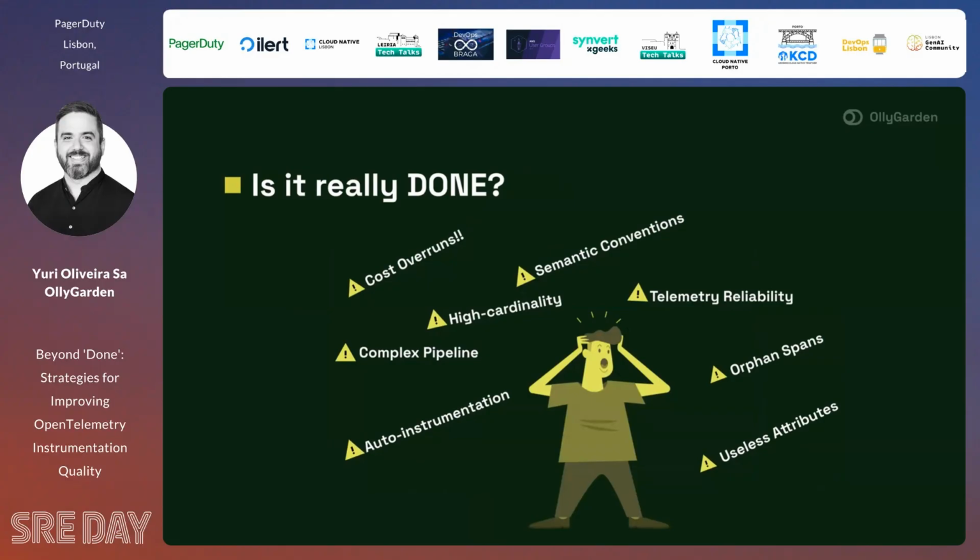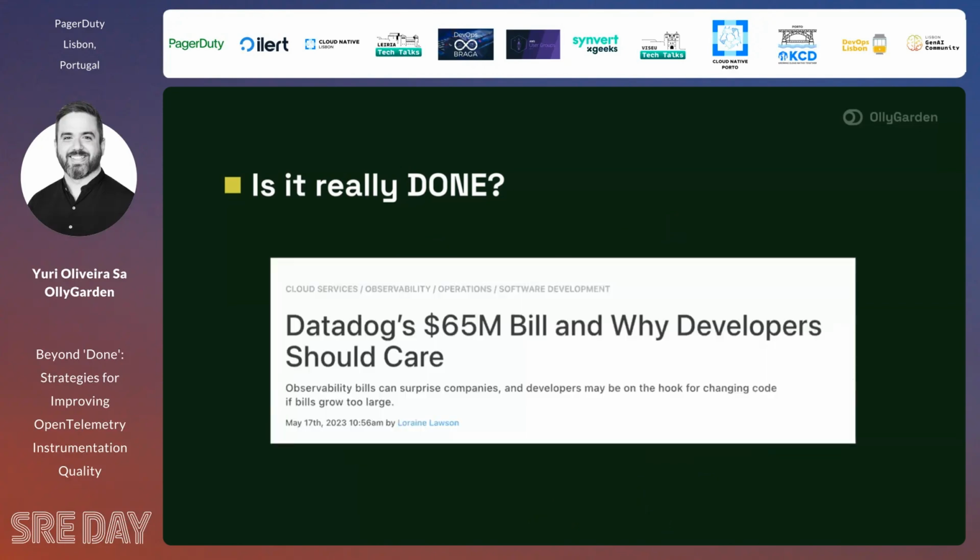Anyone is familiar with those issues, like cost overruns, semantic conventions, high cardinality metrics, telemetry reliability, useless attributes, orphan spans, auto instrumentation, a huge complex pipeline. I believe a lot of you are familiar with those issues. And you are familiar also with that.